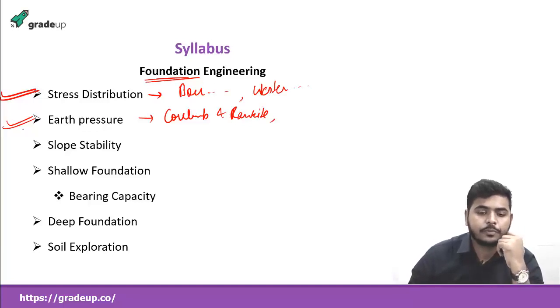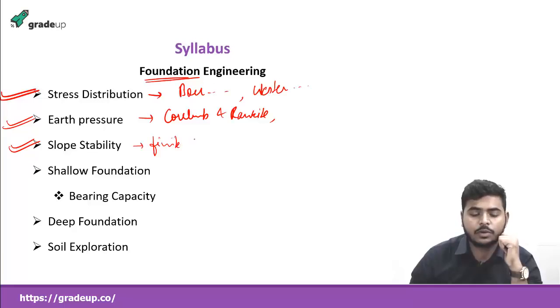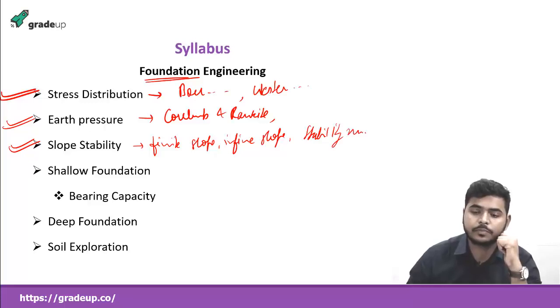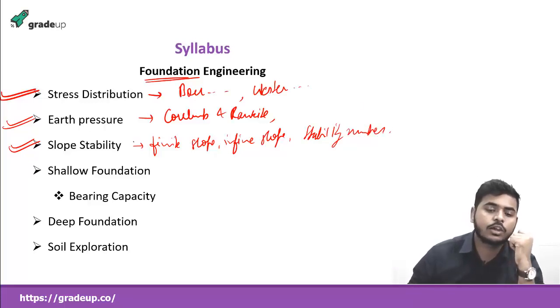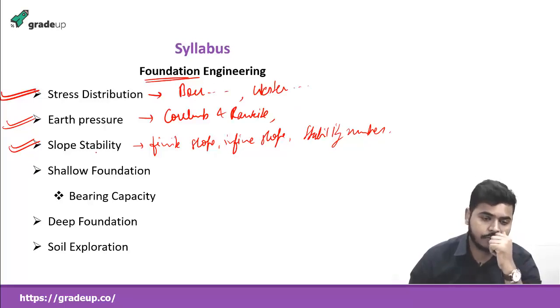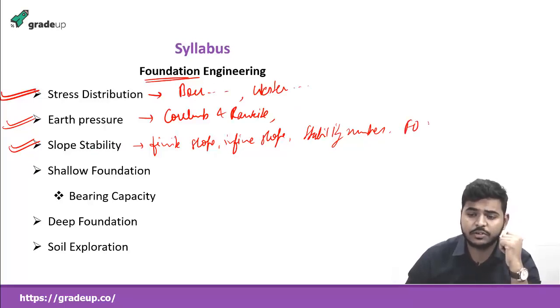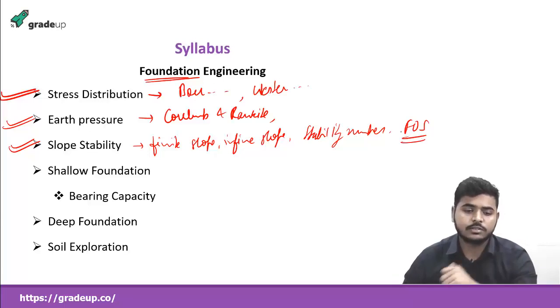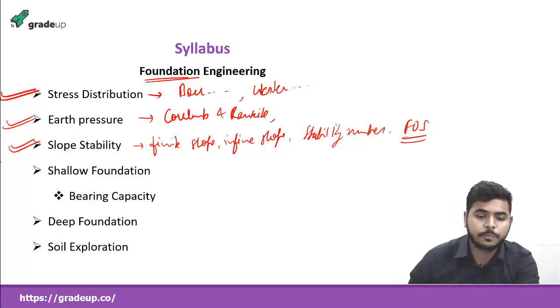Next we'll be covering slope stability. Here we'll be studying finite slopes and infinite slopes. Stability number is also very important. We'll see some methods to find the slope and slope stability, and we'll also calculate the factor of safety for some of these cases, to see if the soil is stable or not.